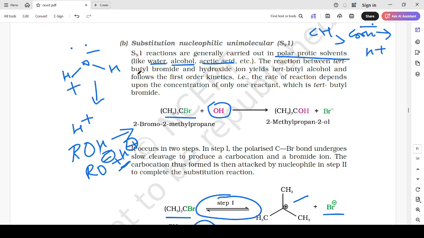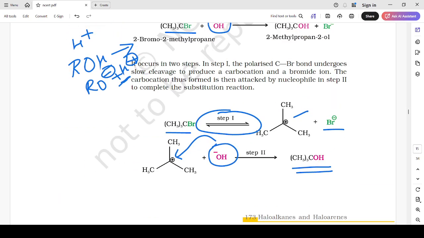The reaction between tertiary butyl bromide and hydroxide ions yields tertiary butyl alcohol and follows first order kinetics. That is, the rate of the reaction depends upon the concentration of only one reactant, which is tertiary butyl bromide. This occurs in 2 steps, as we mentioned here.